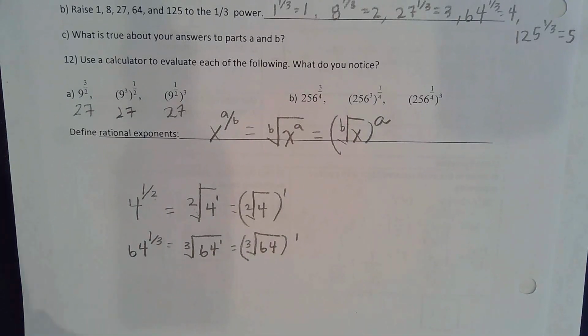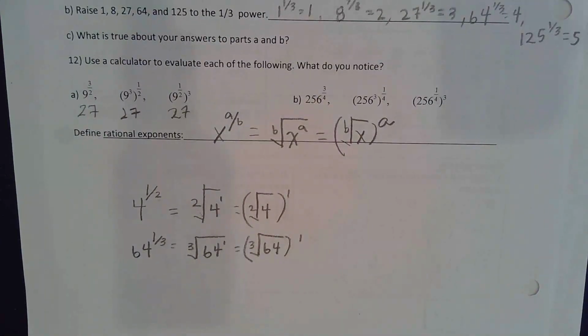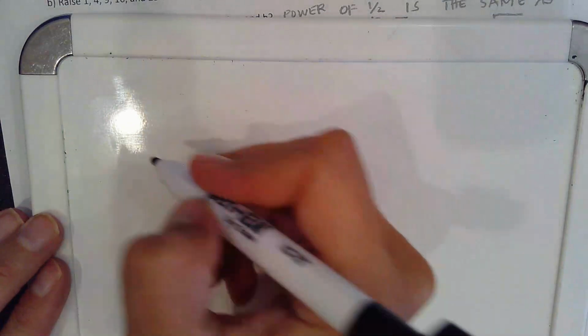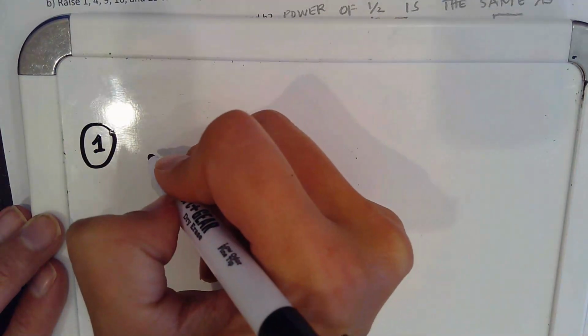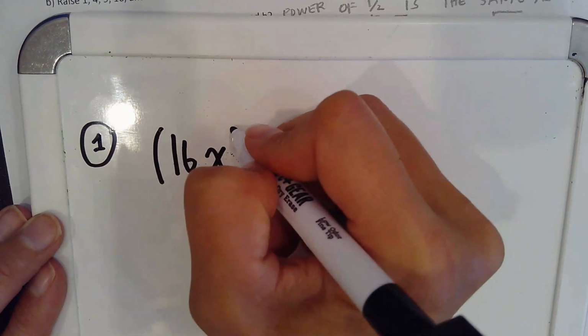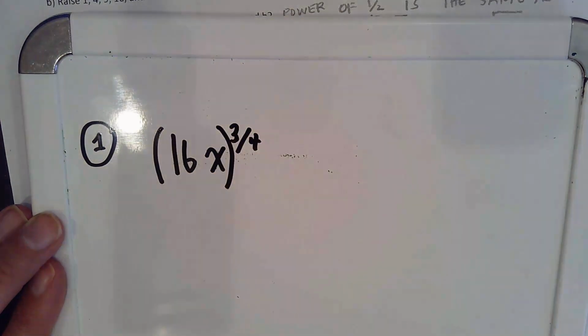All right, so now I want us to do some examples of just using some rational exponents here. And I'm going to write these on my little whiteboard. Okay, so I want you to write this in simplest radical form. So I've got 16x to the 3/4 power. Not 3/4, I'm sorry, it's going to be on the outside.